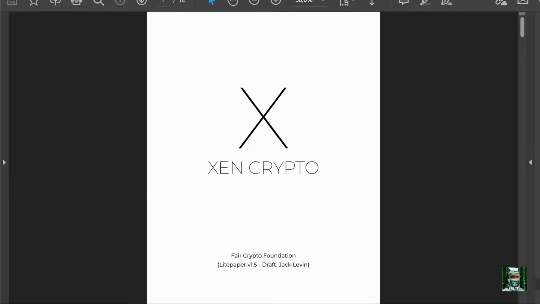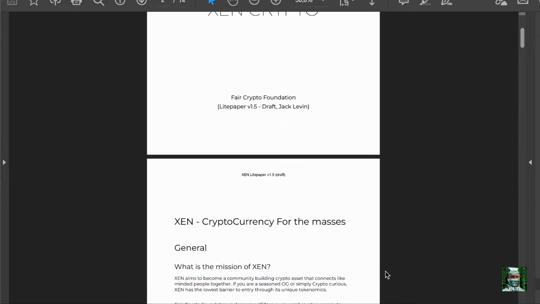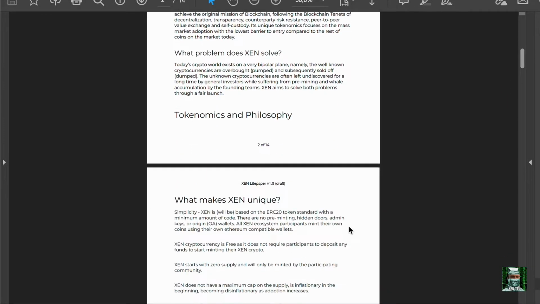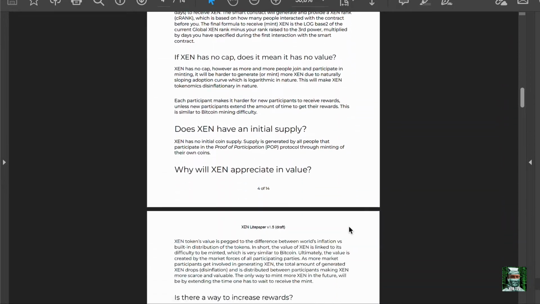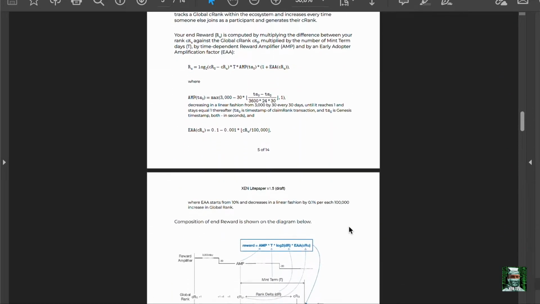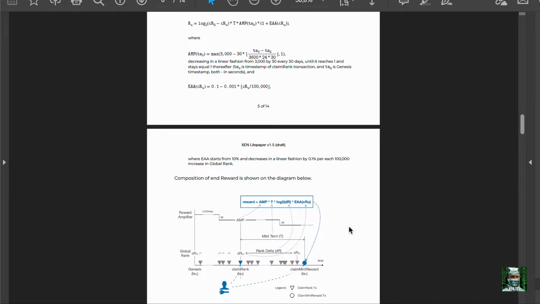All right, guys, here we have the light paper in front of us, version 1.5. So we scroll through the text here, yada, yada, and here we enter Valhalla. Up here we have the minting formula, beautiful formula, okay?